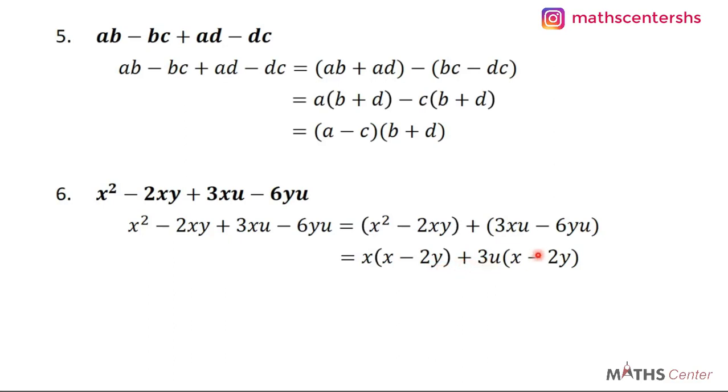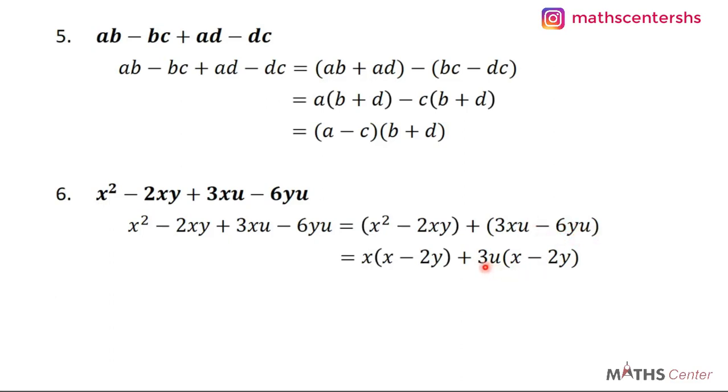Then plus, now when you come here, we can see that 3 can divide itself 1 and can divide 6 2. So 3 will be a common factor. So 3 will come outside. Now you have u here and you have another u here. So 3u will be the common factors. Now what used to be here was 3xu. And we have taken 3u outside. So what will be left will be x. Now here used to be 6yu.